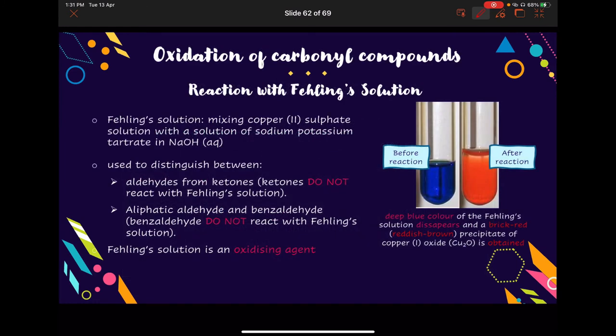Another reaction that can distinguish the aldehyde and ketone is the reaction with Fehling's solution. What is Fehling's solution? Fehling's solution is a mixture of copper sulfate with a solution of sodium potassium tartrate in NaOH. As I said, it can distinguish the aldehyde from ketone because the ketone does not react with the Fehling's solution. In the diagram here, the deep blue Fehling's solution will disappear when we add some aldehyde to the solution, and it forms a reddish brown precipitate, which is the copper oxide precipitate that forms in the Fehling's solution.